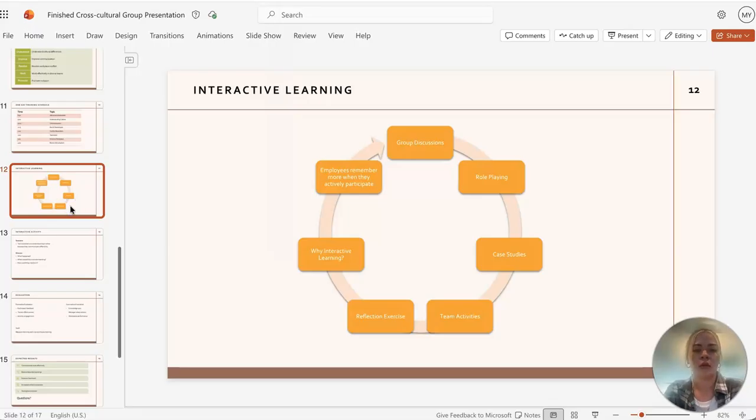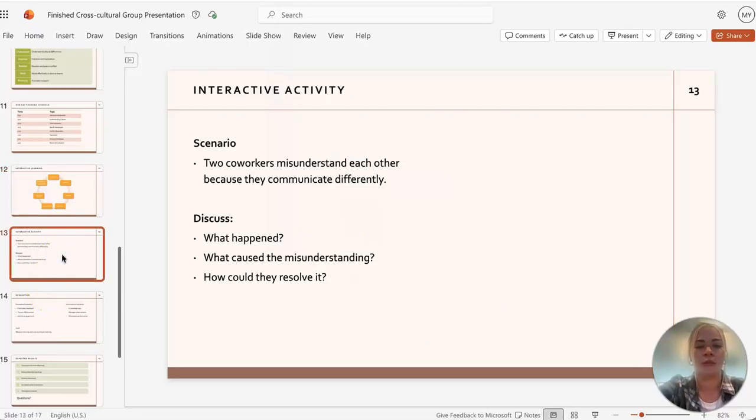Instead of relying on only lectures, this training uses interactive learning methods. Participants will take part in group discussions, role-playing, case studies, team activities, and reflection exercises. Research shows that employees learn and retain information more effectively when they actively participate instead of just listening.